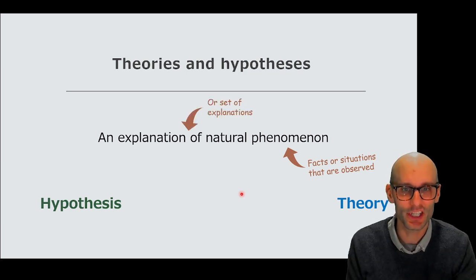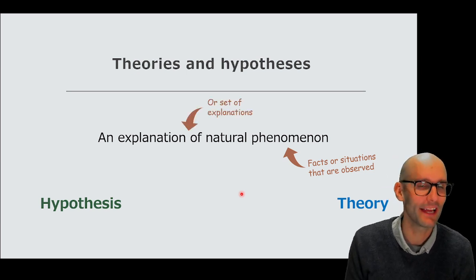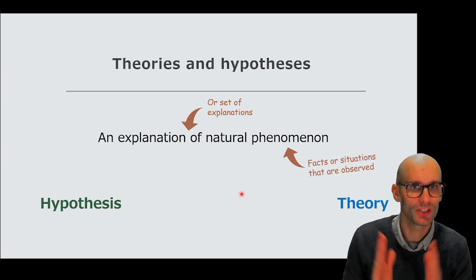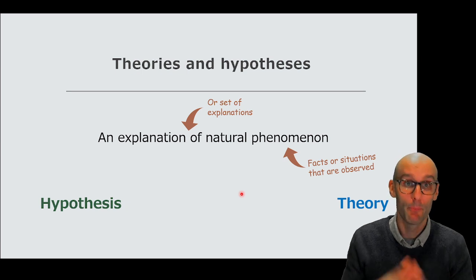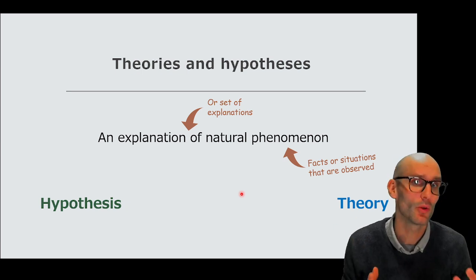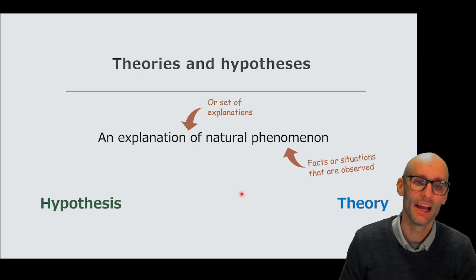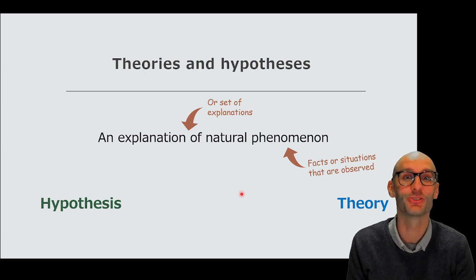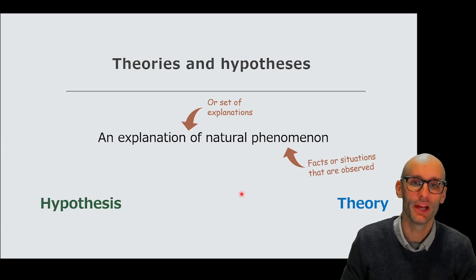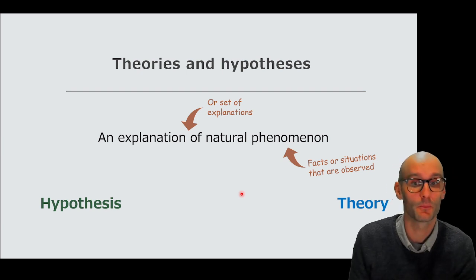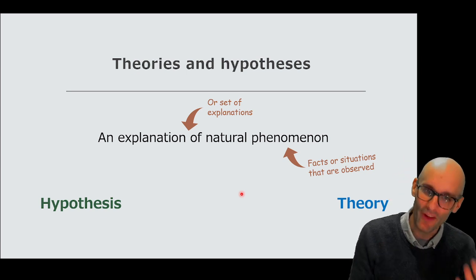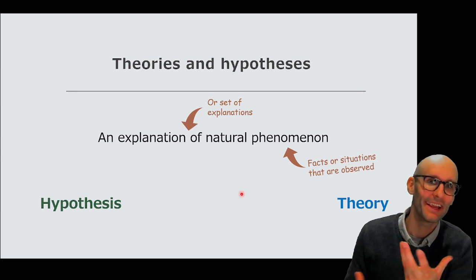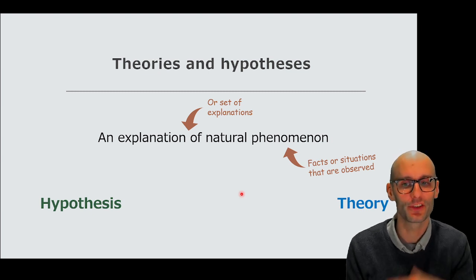But I'd also like to add something else in there: an explanation or a set of explanations, because hypotheses and theories aren't necessarily just one-liners. They can be quite big. There's this thing in Alzheimer's called the amyloid hypothesis. It's quite big and complicated. And think about the theory of evolution. There's a lot that goes into it. It's not a simple one-liner. So it's an explanation or a set of explanations that explain facts or situations that are observed in this world, right? From lightning to COVID-19 deaths. So that's a hypothesis and a theory.